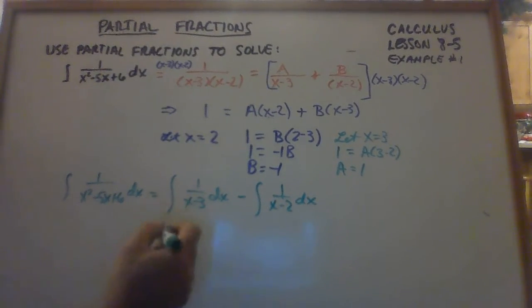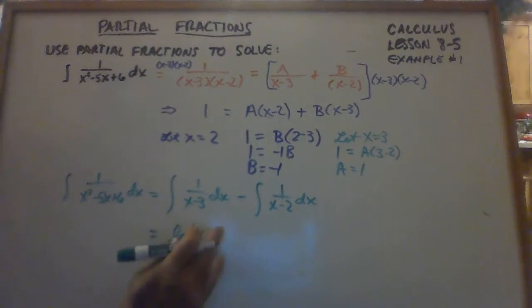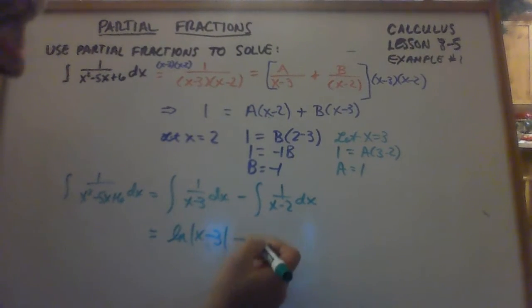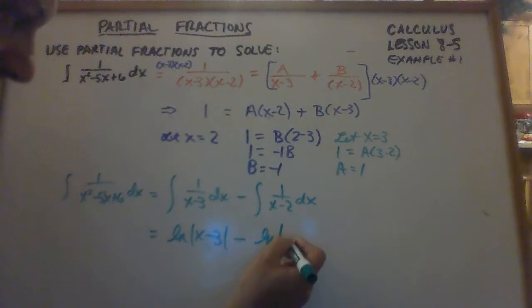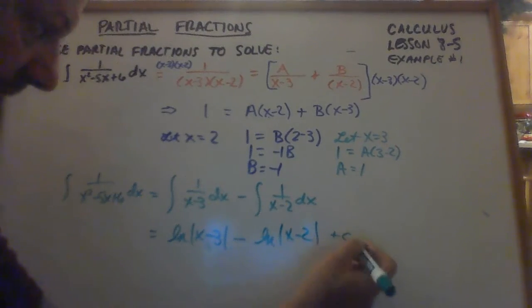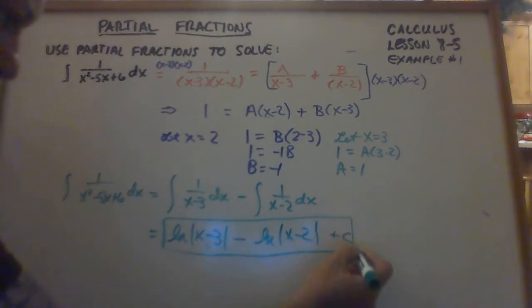Okay, well, this is easy to integrate. That's just the natural log of the absolute value of x minus 3, minus the natural log of the absolute value of x minus 2, plus c. And there you go. You've broken this down, you found the integral, and you're good to go.